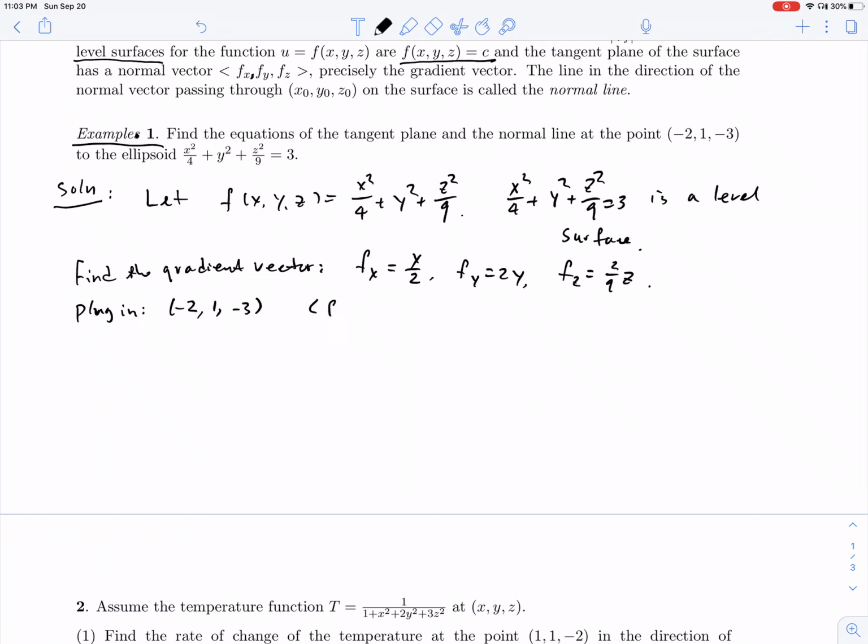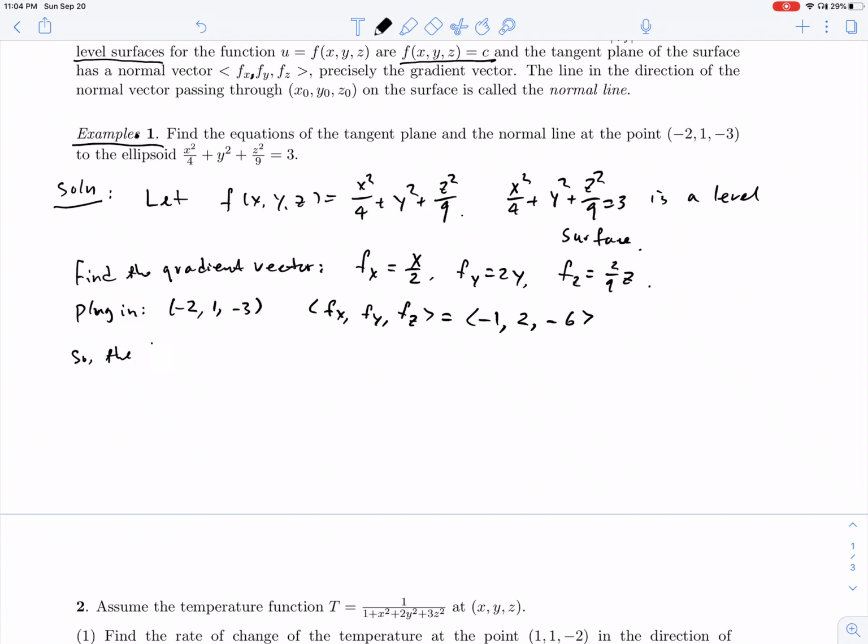So we have this gradient vector is equal to, this is x over 2, so that's going to be -1. 2y, so it's going to be 2. And the last one, z is -3, so we have -6. And that is a direction vector for the plane, the normal vector. And we now have a point, so we can just directly write down.